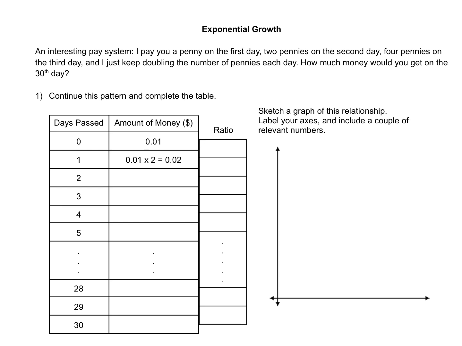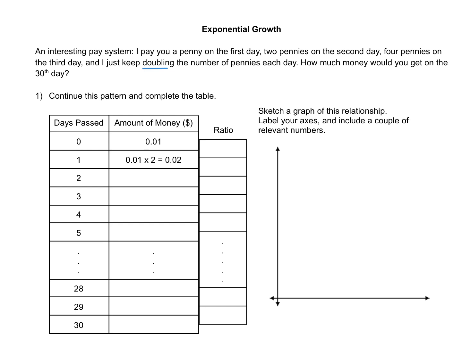So here's an interesting pay system. I pay you a penny on the first day, 2 pennies on the second day, 4 pennies on the third, and I just keep doubling the number of pennies each day. How much money would you get on the 30th day? So we're going to start off by continuing the pattern so that we can sketch the relationship.